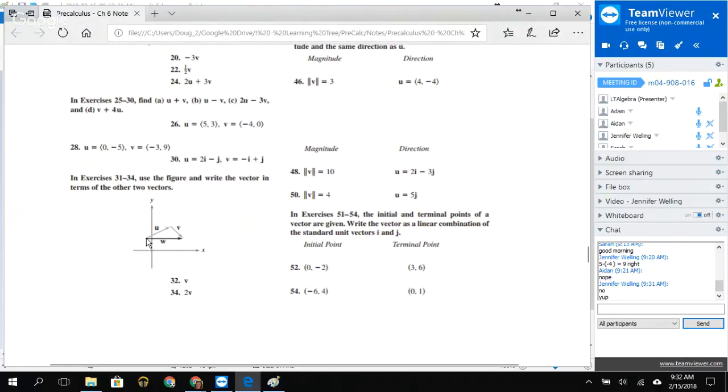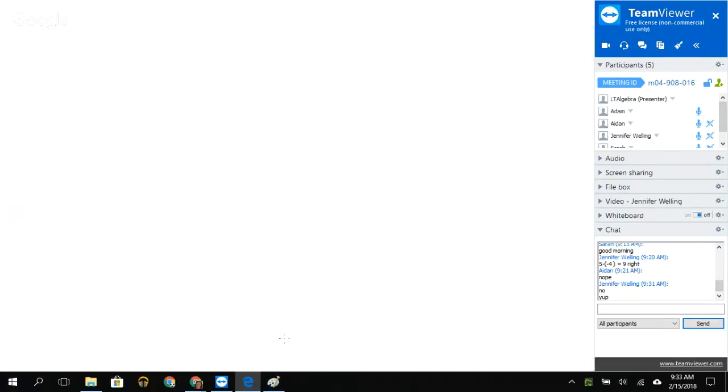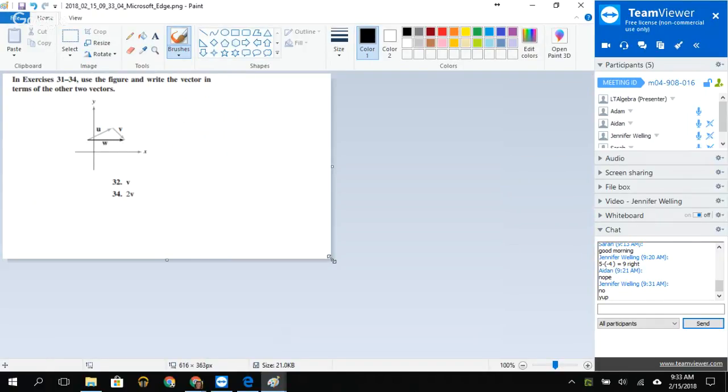What they've sketched out here is that on the picture, you can see that you have vector u plus vector v equals vector w. Can you kind of see that on there, what they've sketched out for you? So we have vector u plus vector v equals vector w. I'll just write that down. u plus v equals w.